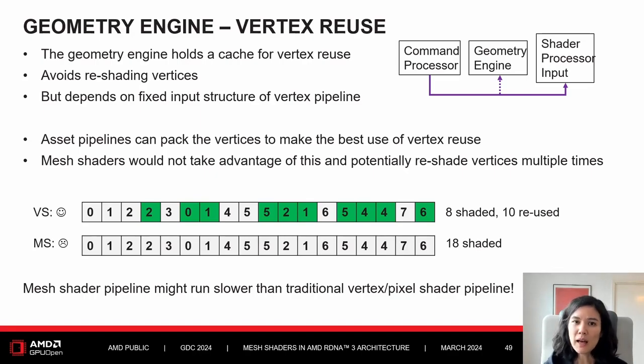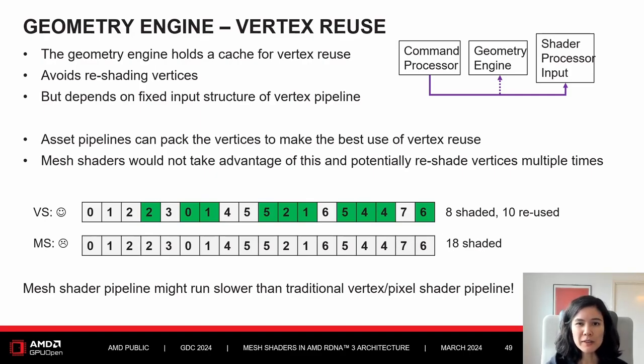The Geometry engine relies on the fixed input structure of the vertex shader to fill in this vertex reuse cache. Unfortunately, when you're using mesh shaders, the input data is user-defined. So the Geometry engine has no way to know how to interpret the input data. This means that when you're using mesh shaders, there is no vertex reuse cache. So all the existing optimizations of the asset pipelines will not help with mesh shader performance.